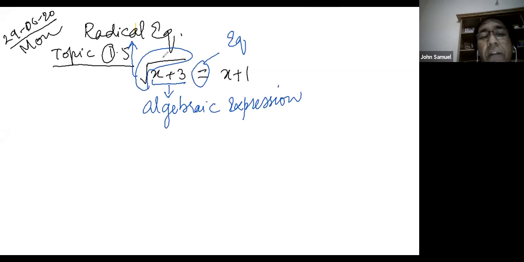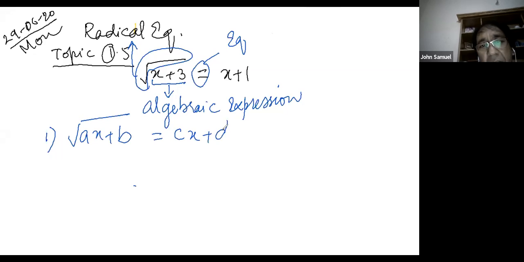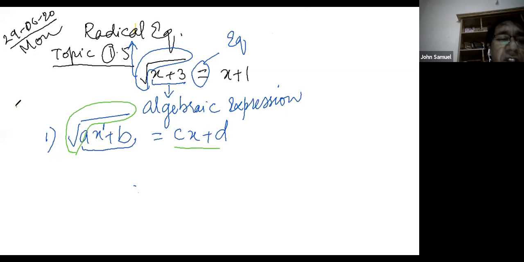Okay, you will find it has 3 types. The first type is square root of ax plus b is equal to cx plus d. Remember, my dear, this is an algebraic expression in linear order. This is linear, whereas the radical sign is there, but on this side no radical sign is there. So this is its first type.